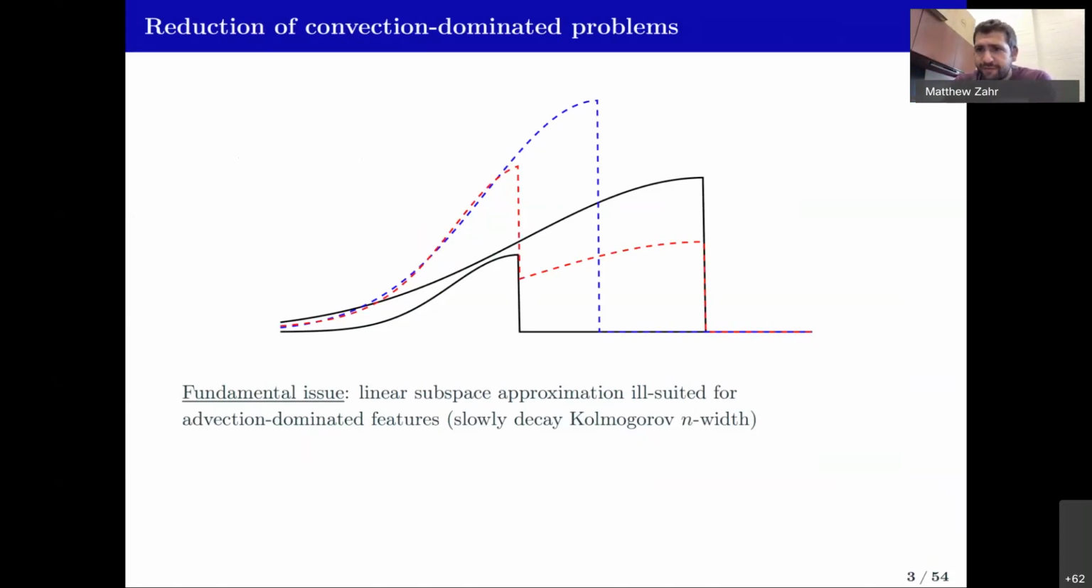You add enough samples in here between these two black curves, and you're going to eventually get a decent approximation, but you need a bunch of them. So that's the fundamental problem. And this is what I'm going to be introducing methods to address in this talk.